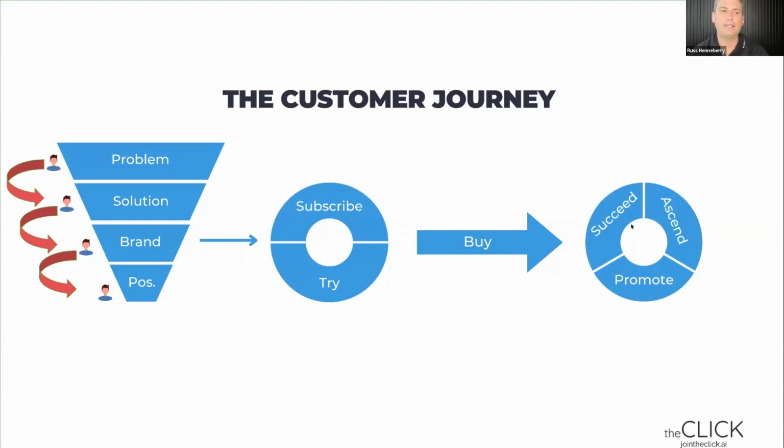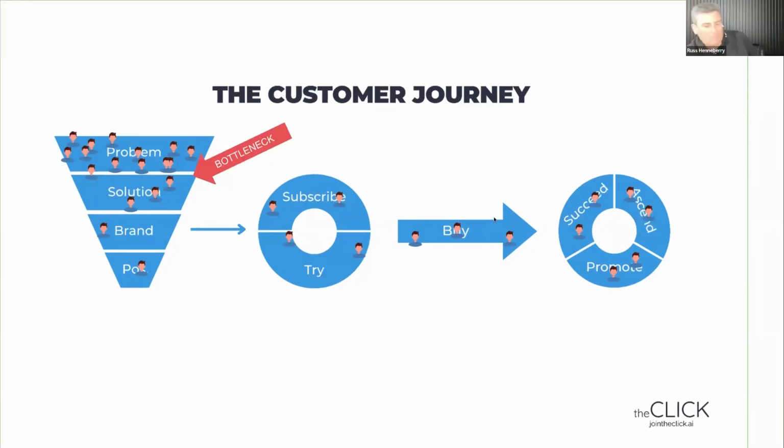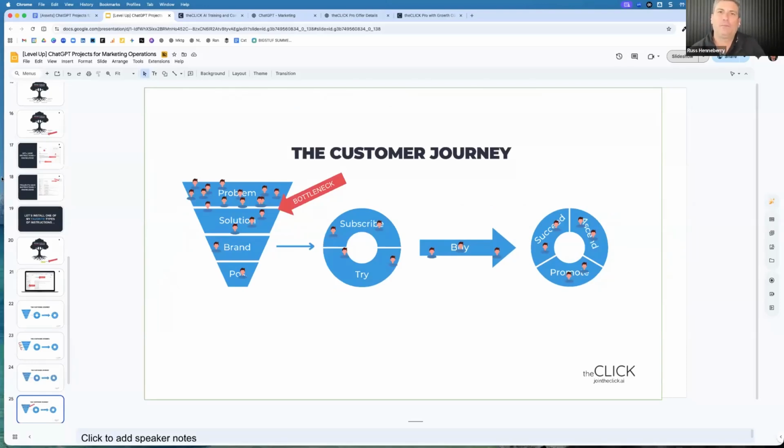And then after someone buys, we want them to succeed with the product or service that they got. We want them to ascend, which is to buy more and buy more often. And we want them to promote. We want them to tell other people how awesome our product or service is. So this is just a customer journey and it's a really powerful framework. A healthy business has people at all these stages, just moving people through. All right. So that's the framework that I want to give my marketing folder.